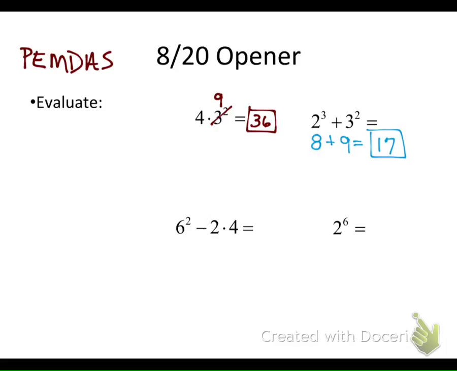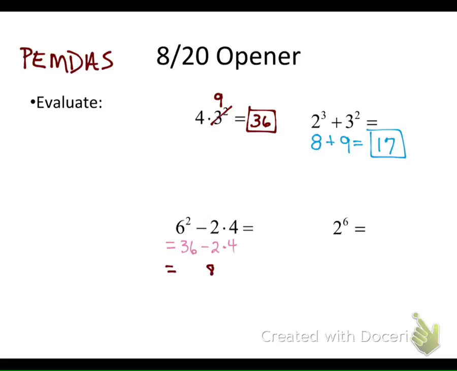Okay, so I'm going to come underneath here. I'm going to put an equal sign to show that I'm starting a new problem. So I'm going to put 36, and then I'm going to bring down the rest of my problem. Okay, so I've done my exponents. Do I have any multiplication in here? Yeah, what is it? 2 times 4 equals 8. So I'm going to bring that 8 down.